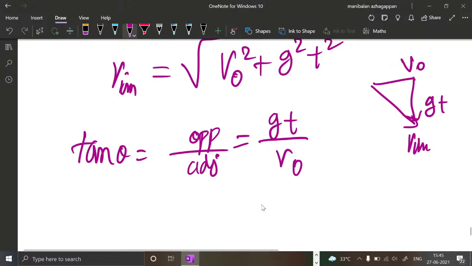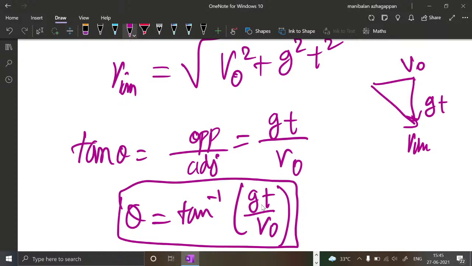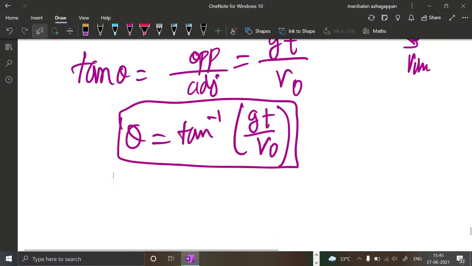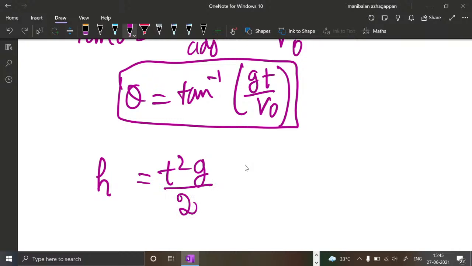Theta is equal to tan inverse of gt divided by v naught. So this is what we can get as the angle of the projectile at a particular instant, that is, the angle of projection. If you want the distance, you can find the height of the building. So the height of the building is going to be t square g divided by 2. Like that also we can write.